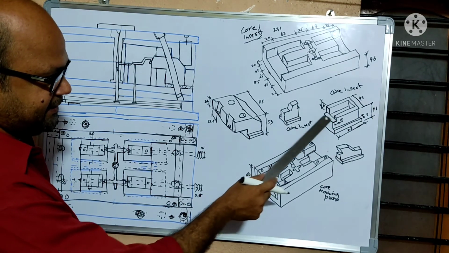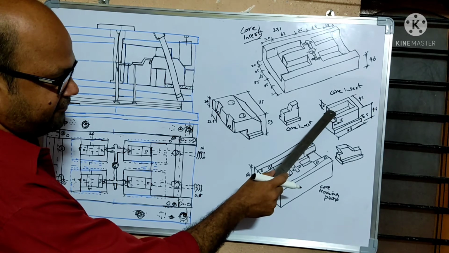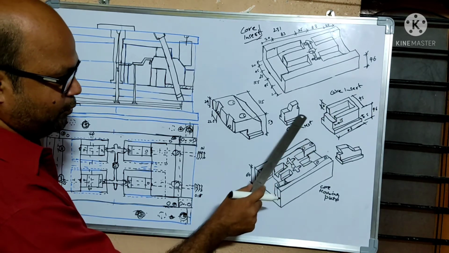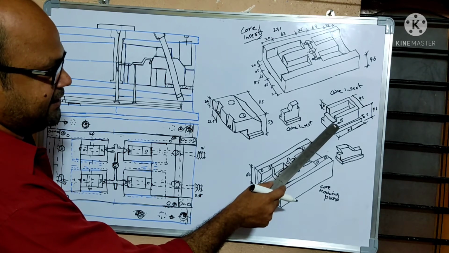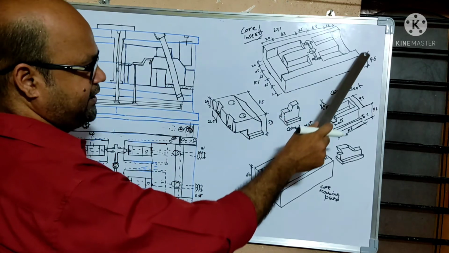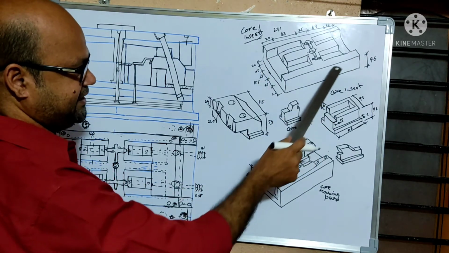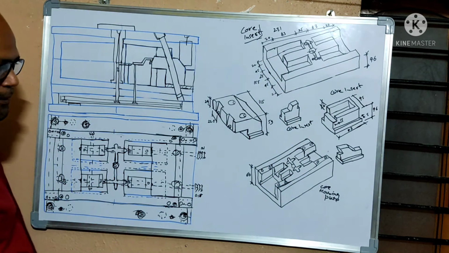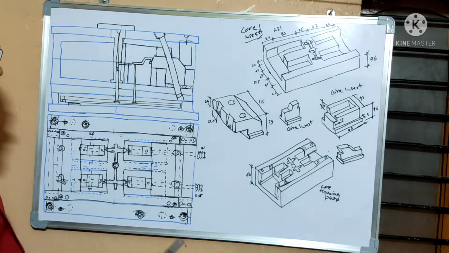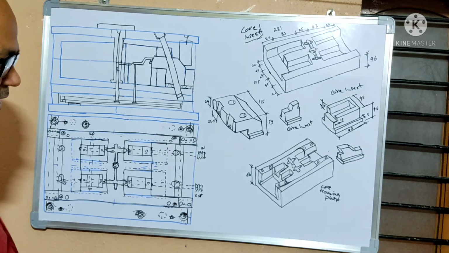This insert is placed in this, and after assembly of this insert and this insert, both inserts are placed in this core insert. Again, this core insert, made up of HDS, is placed in the core housing plate. This is the principle I am showing here.